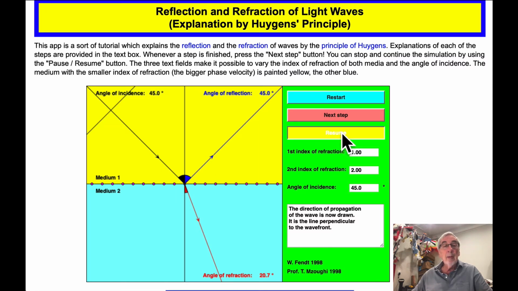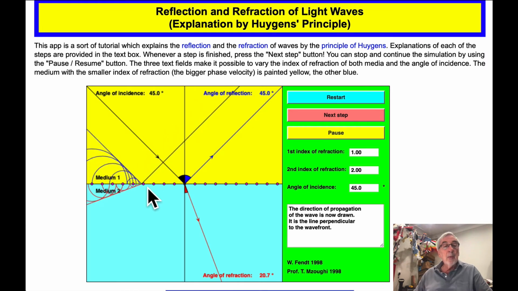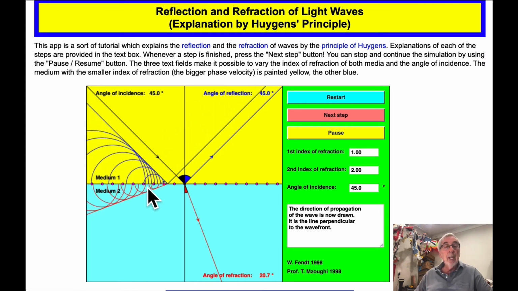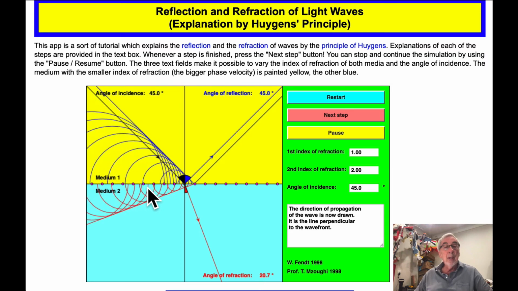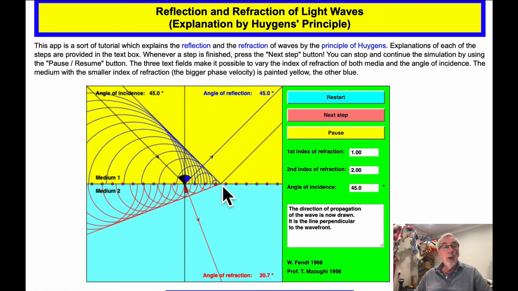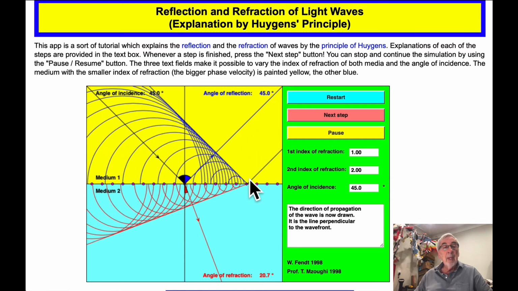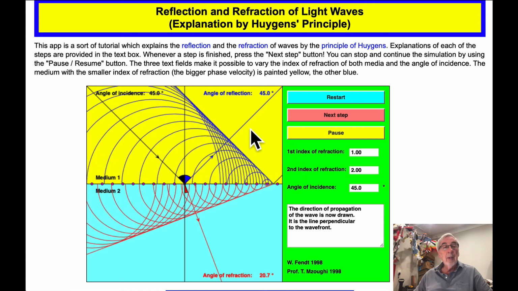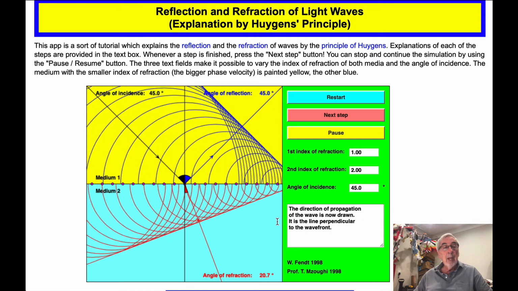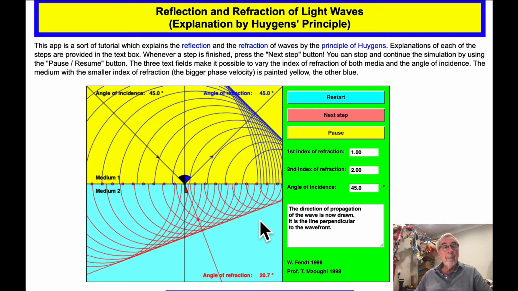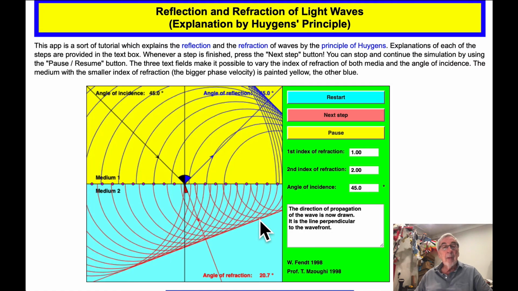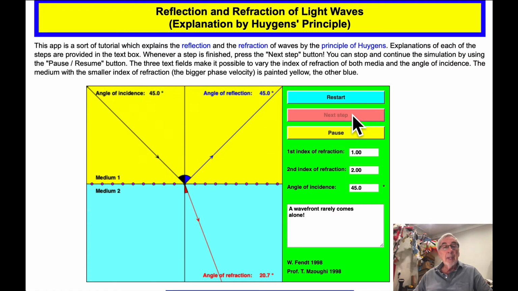Let that keep playing. Resume. Okay. Now over here, we're going to start to see the little Huygens wavefronts again. This will make more sense to you after you've played it through a few times. Nothing new here except we're drawing in all those wavefronts. And you can see the incoming wave there, the reflected wave, and the refracted wave. Okay. Let's jump to the next step.